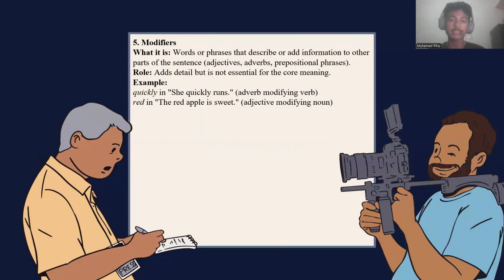Number 5 is modifiers. Words or phrases that describe or add information to other parts of the sentence: adjectives, adverbs, and prepositional phrases. They add detail, but are not essential for the core meaning. For example, "quickly" in "She quickly runs," an adverb modifying the verb. "Red" in "The red apple is sweet," an adjective modifying the noun.